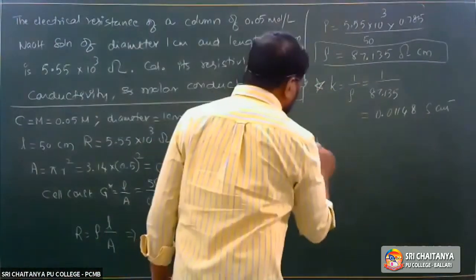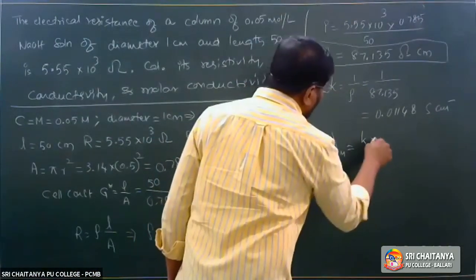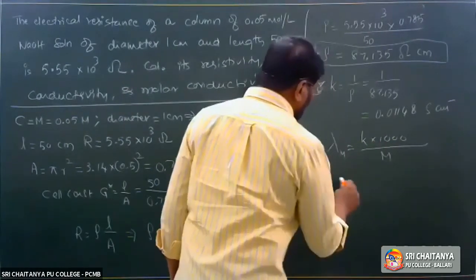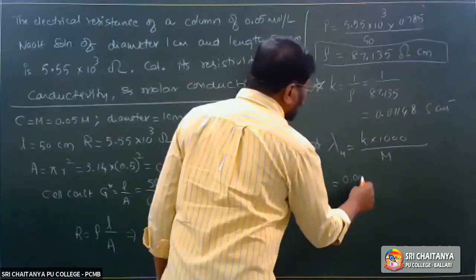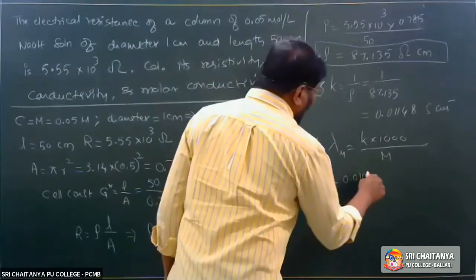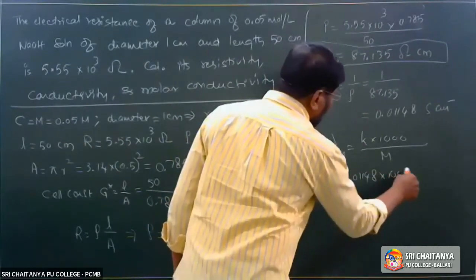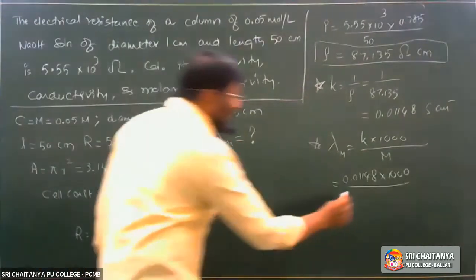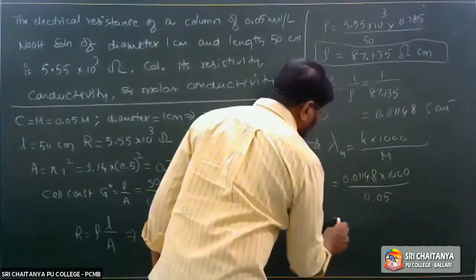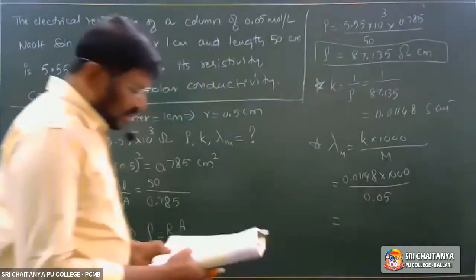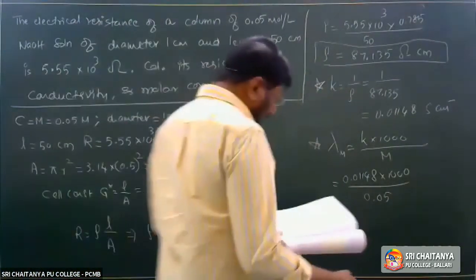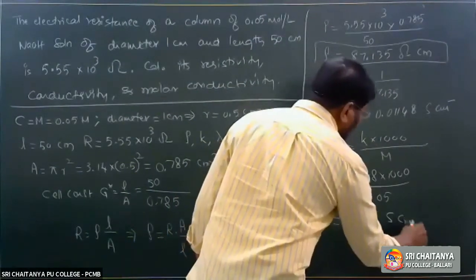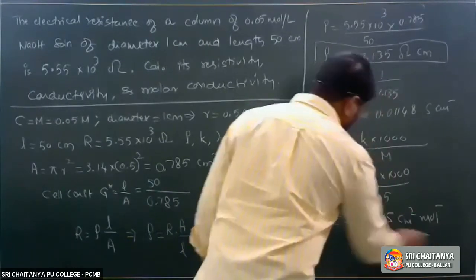Molar conductivity, lambda m, is equal to K into 1000 divided by molarity. The K value is 0.01148 into 1000, divided by the concentration, which is given as 0.05. So the value you will get is 229.6 Siemens centimeter square mole inverse.